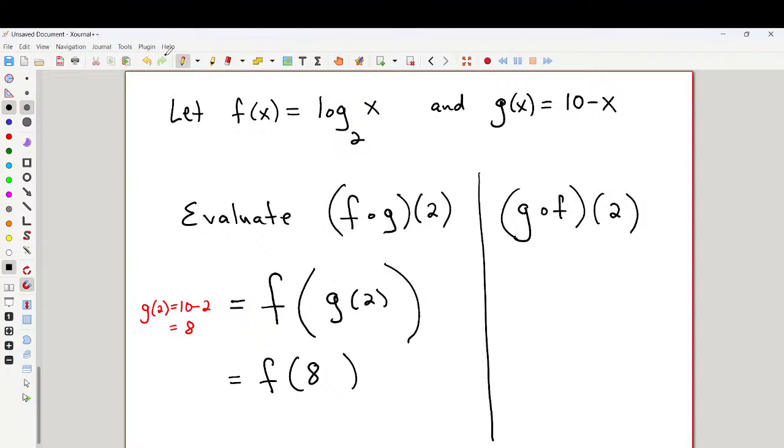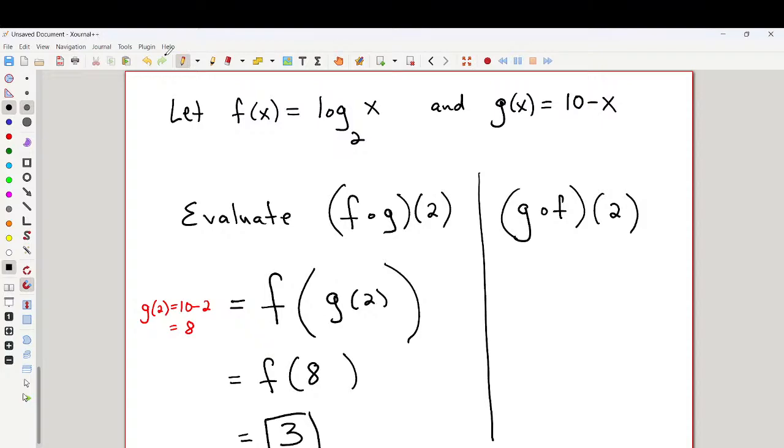And now, evaluate f of 8. What power of 2 makes 8? 3. Done. So our inside function was g. We go to g. We give it 2. 10 minus 2 is 8. So this, again, think of like the machine. We started at 2. 8 is the output. Now f is going to do something with 8. It's going to say, what power of 2 makes 8? 3.